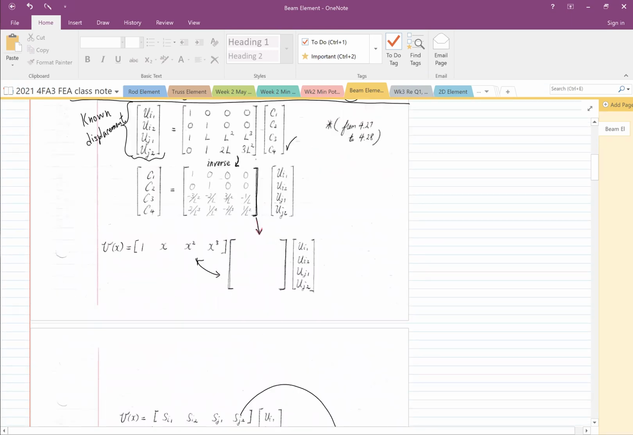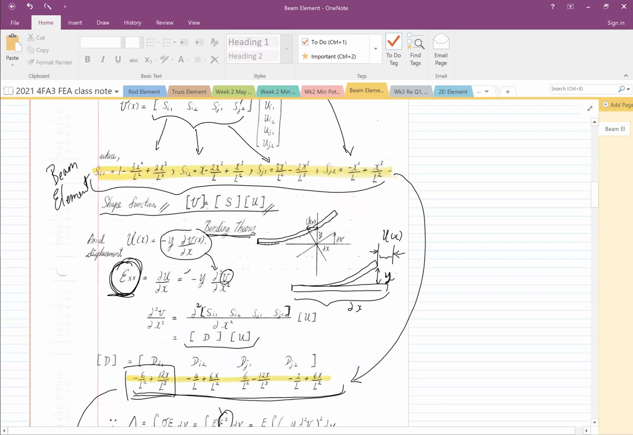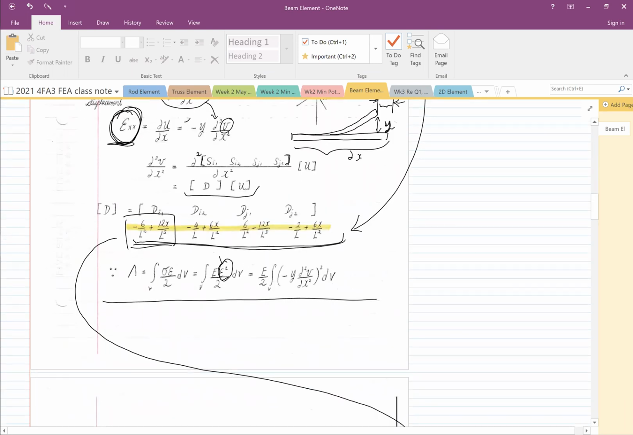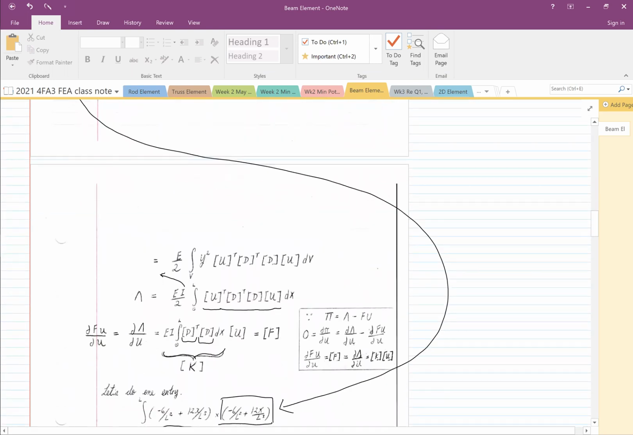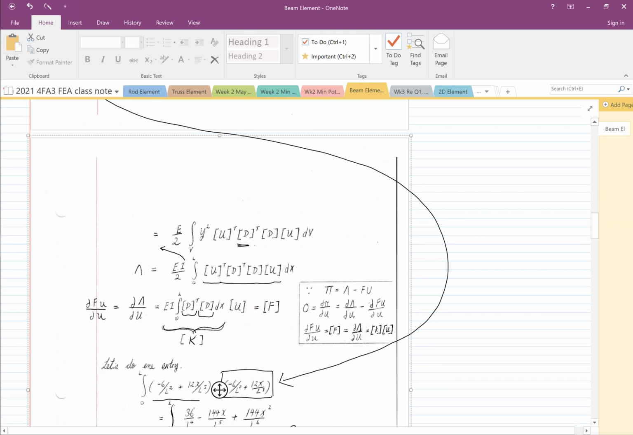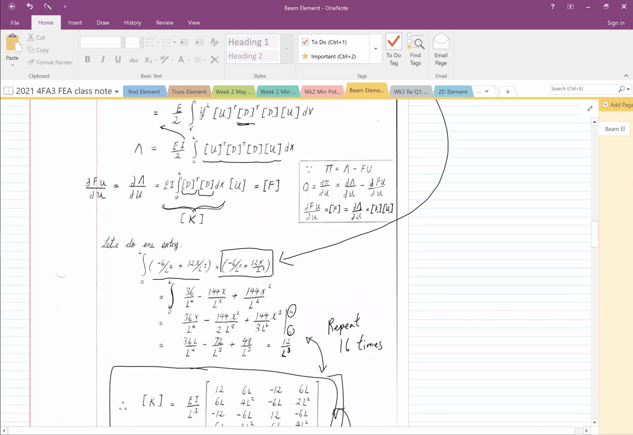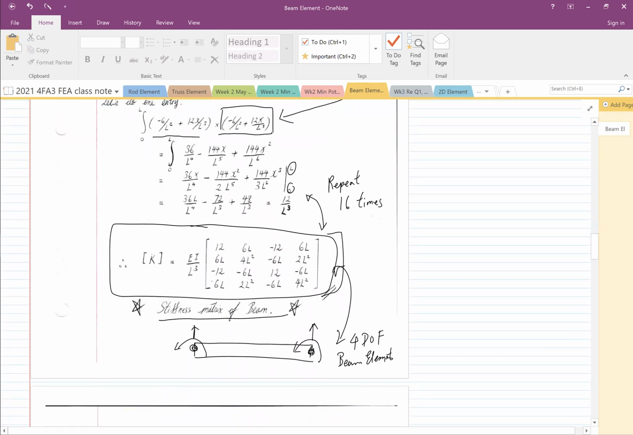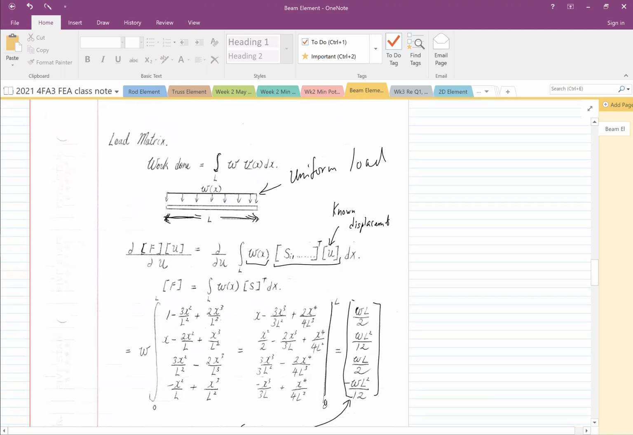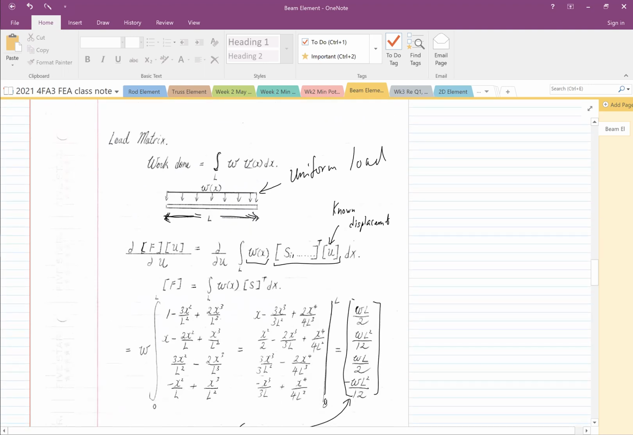Same thing, we need to develop the shape function. And then according to the beam theory and also strain energy theory, we develop the strain displacement matrix. Then we calculate the stiffness matrix. Okay, I will not ask you to develop it for me. Again, use the formula sheet, calculate the stiffness matrix for me. And then the work done, okay?